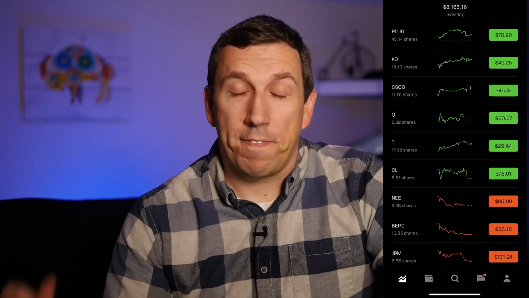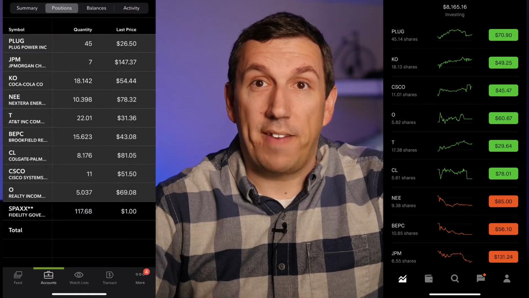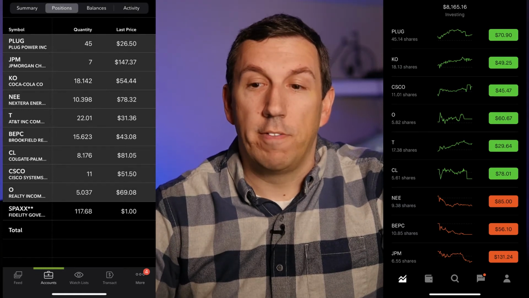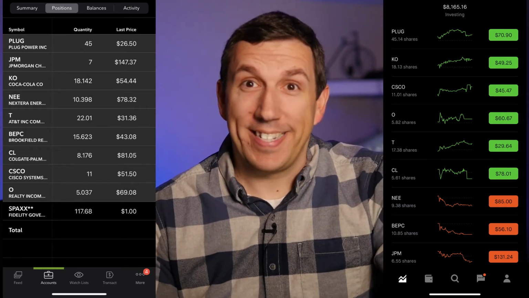You can see we had Plug Power, which was trading at $70.90. That was the free stock I got from Robinhood. I bought more shares and it went nuts. It was totally carrying the portfolio. Now, right over here is a shot from market close today over in Fidelity. So what's happened since the last update?